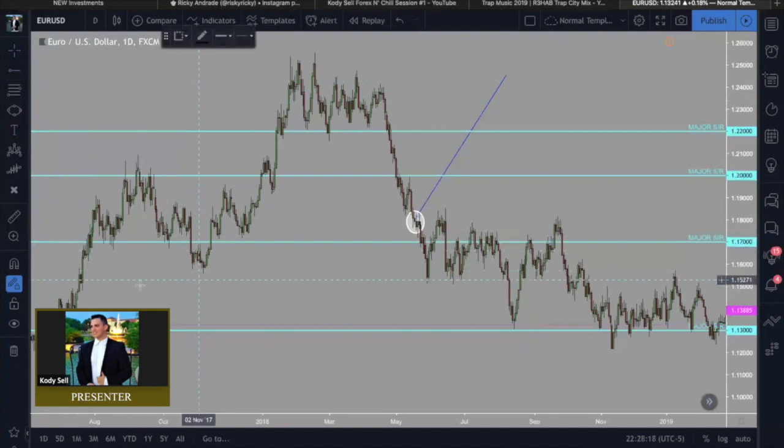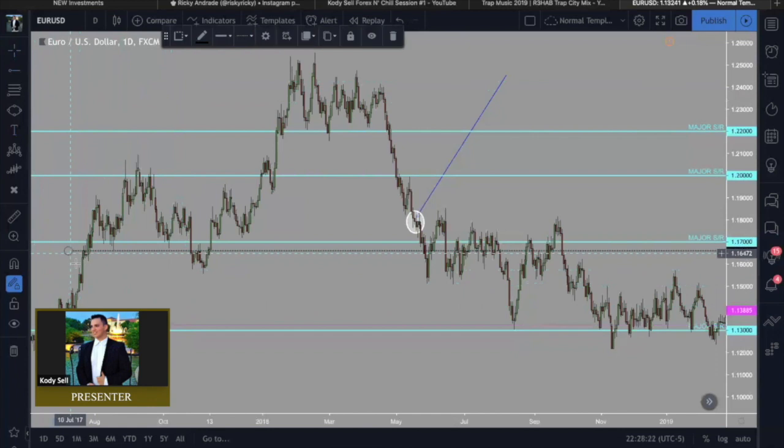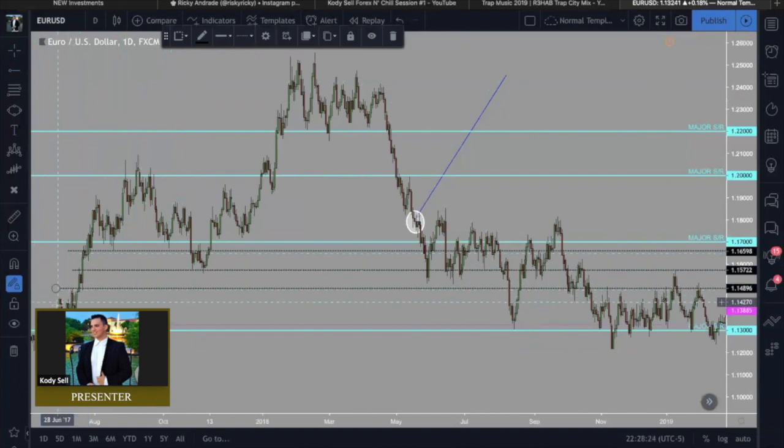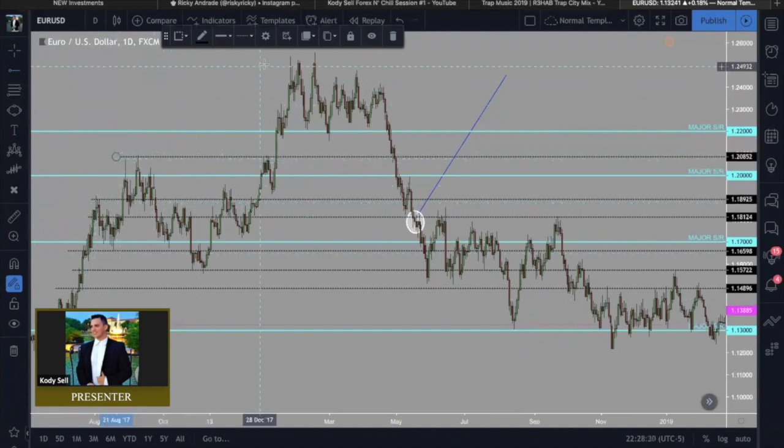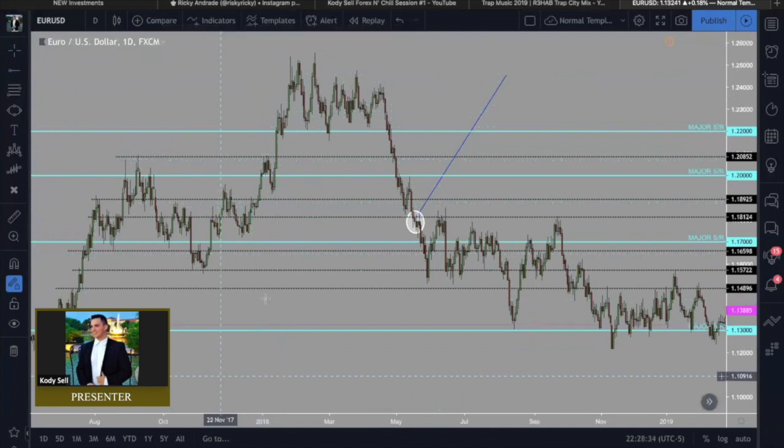I can. There's a lot of different support levels that I can choose to mark in here. I can mark this one, this one, this one. Let's see, there's this one, that one, that one. I can mark a ton. But how am I supposed to trade that? That's too much. It's too confusing. It's unnecessary to make money.